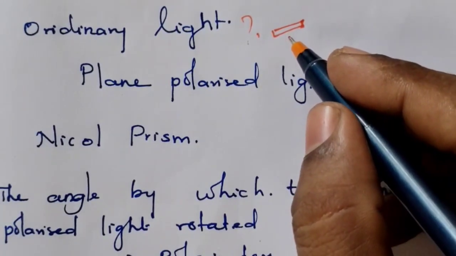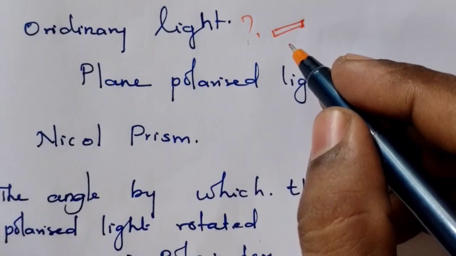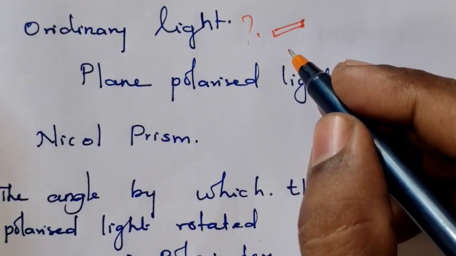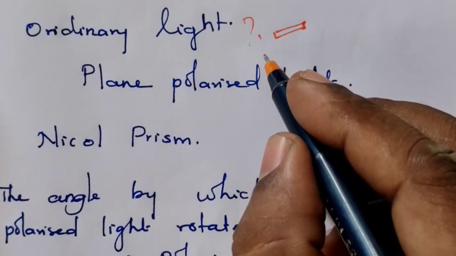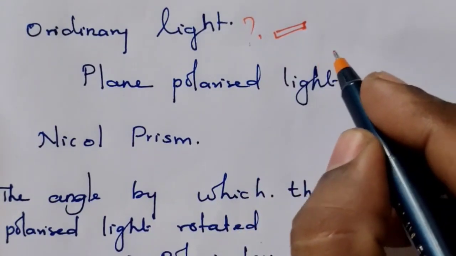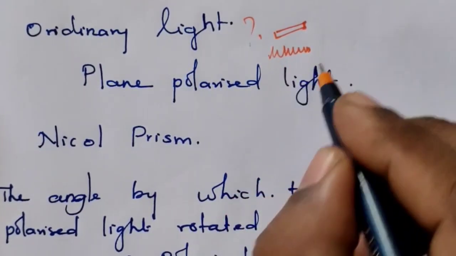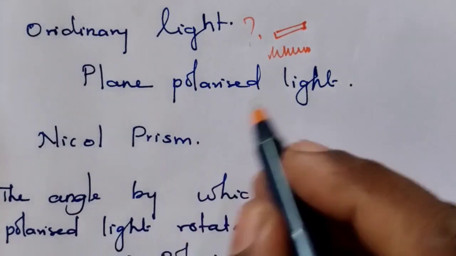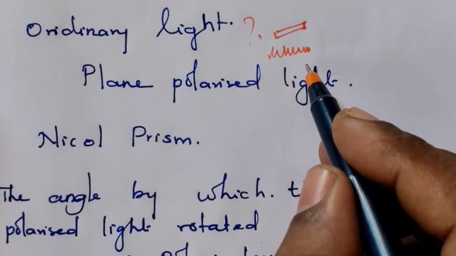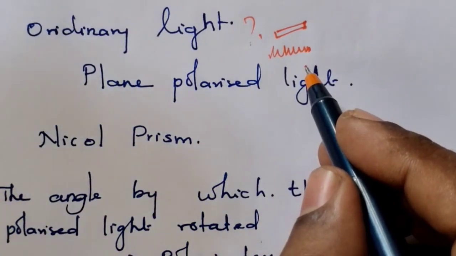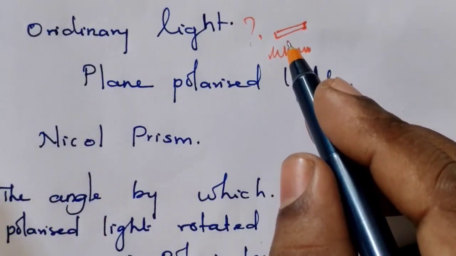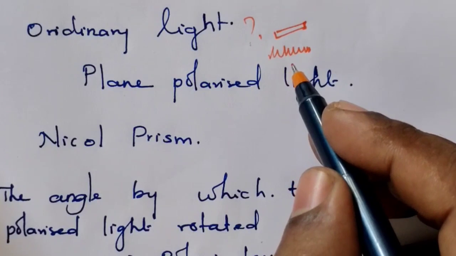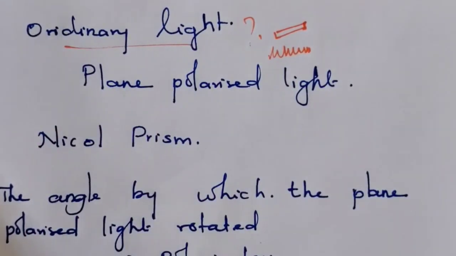So the light vibrates in all these planes. Why are we saying vibrate? Because you know light travels with very high speed. At that high speed, when light is emitted from one place to another, it vibrates. It moves like this in the form of a wave. That is why we say light vibrates. A light source is surrounded by a number of planes. If the light vibrates in all the possible planes, then that light is called ordinary light.